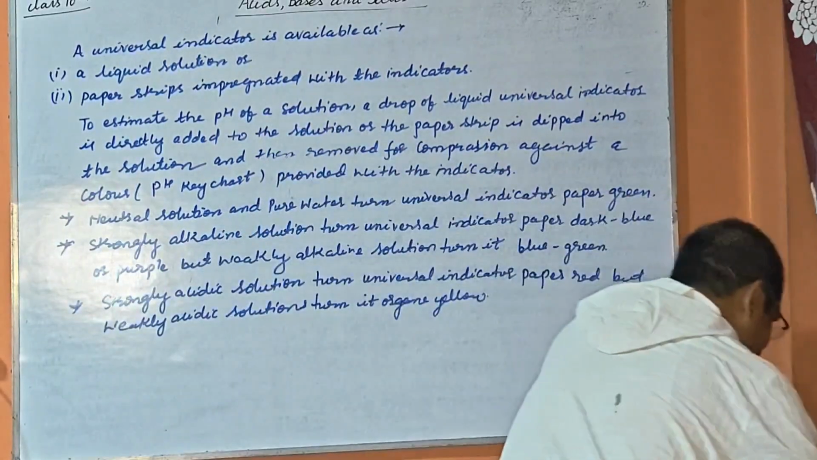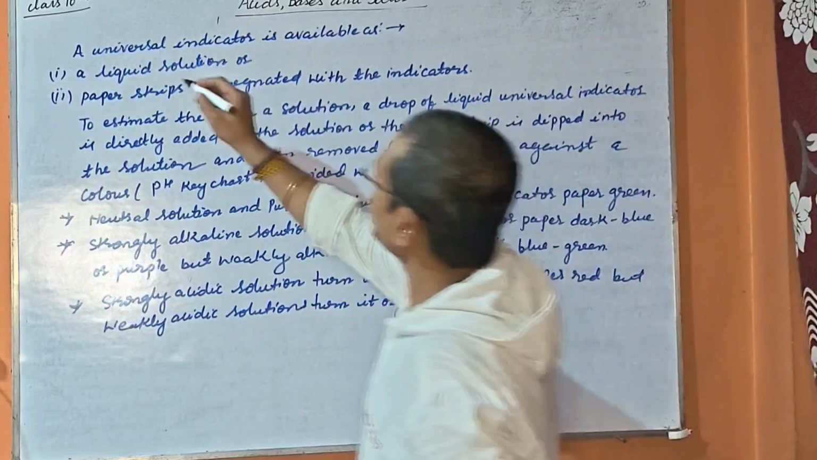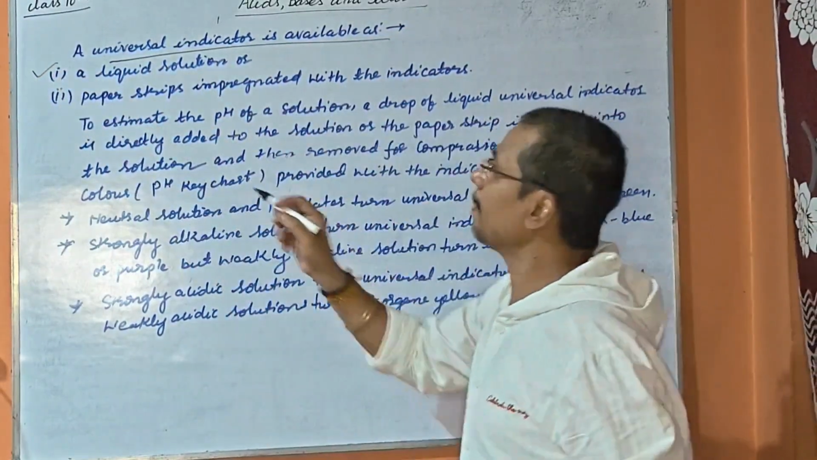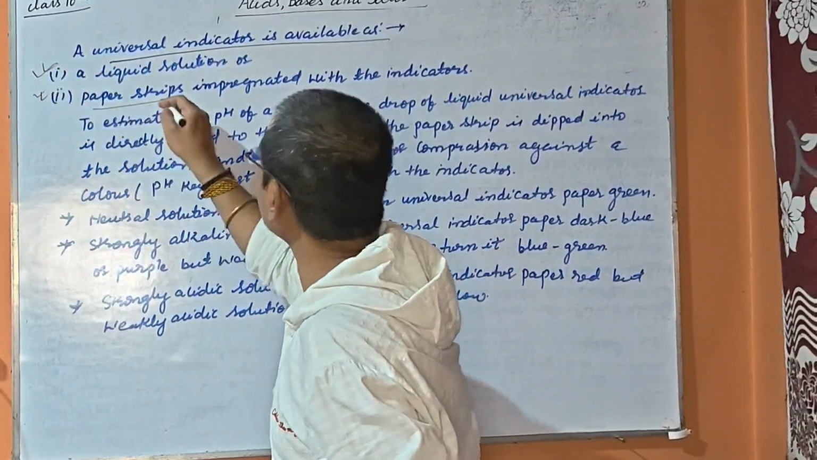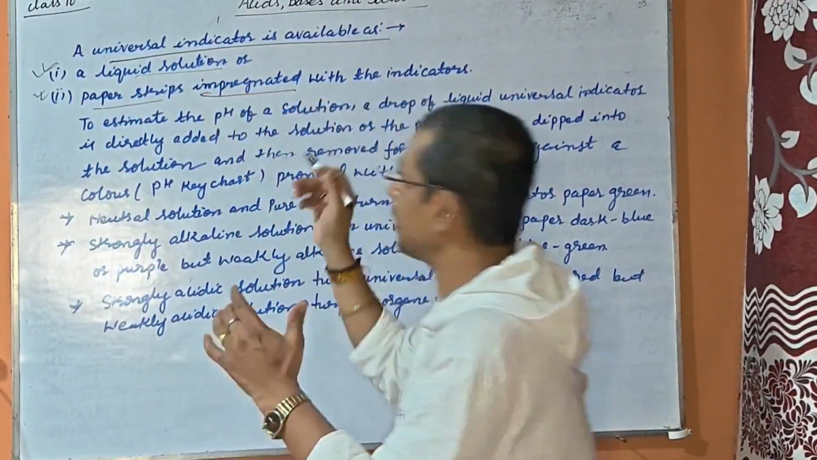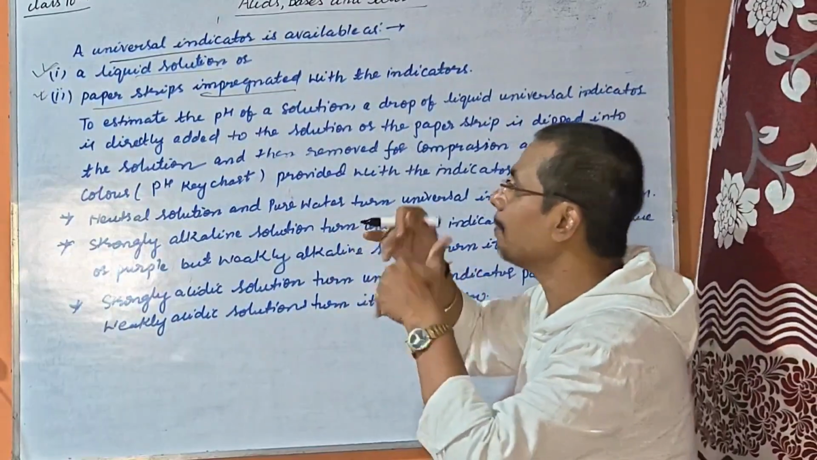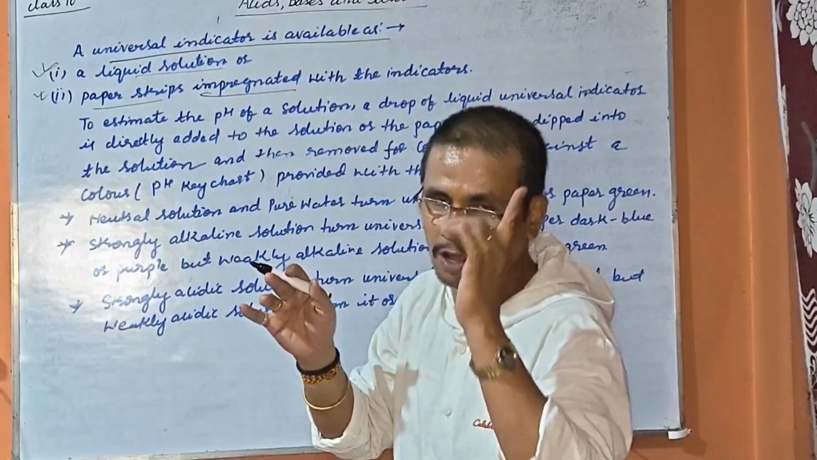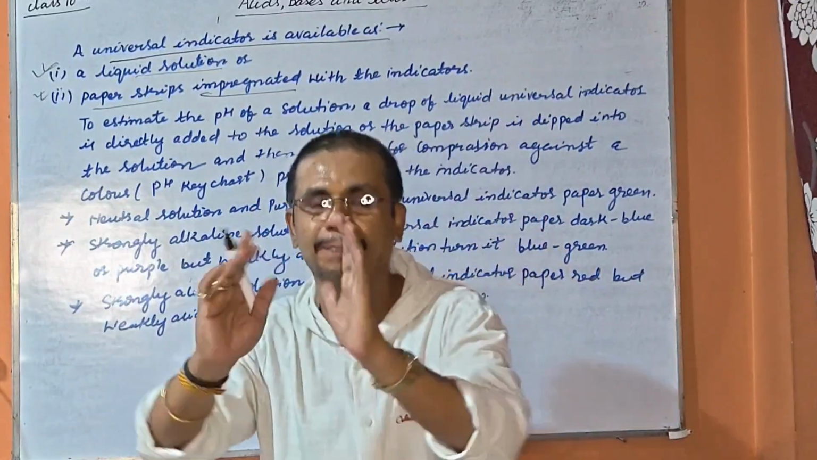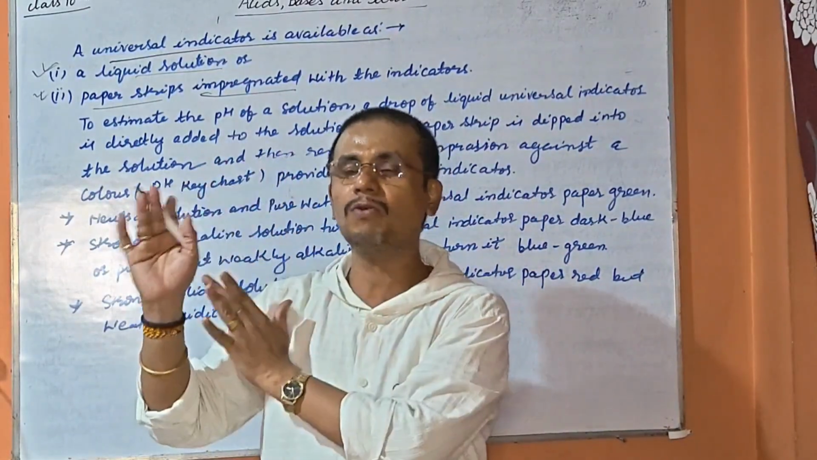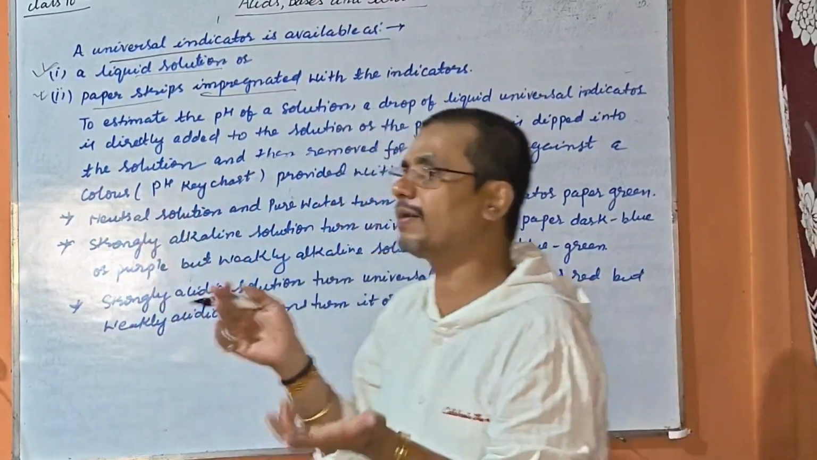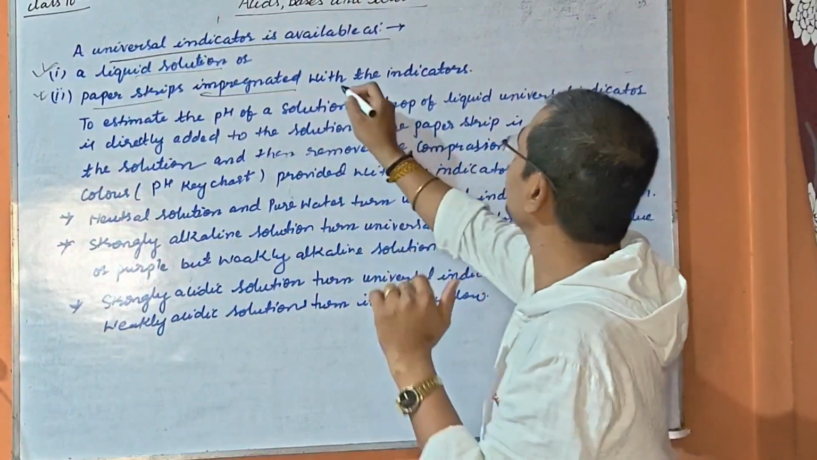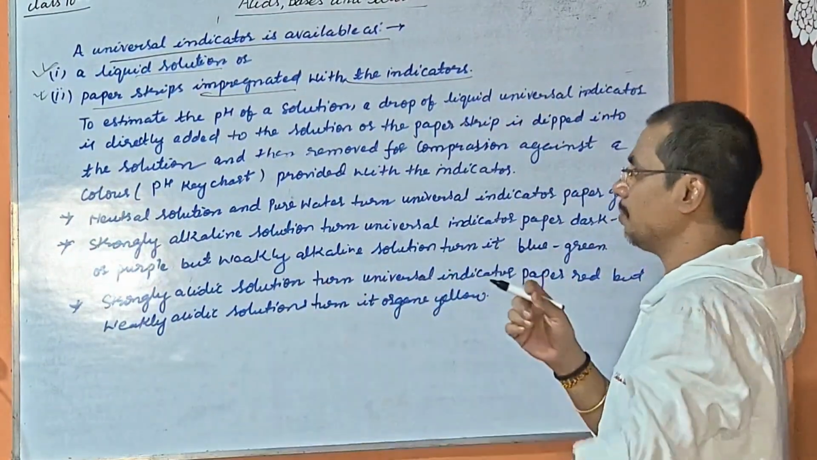Let us understand these things in a clear manner. First of all, a universal indicator is available in the form of a liquid solution or paper strip in the lab. Both are present in the laboratory. Impregnated means it is prepared with the blue litmus paper or the red litmus paper, which turns acid into red and base into blue.